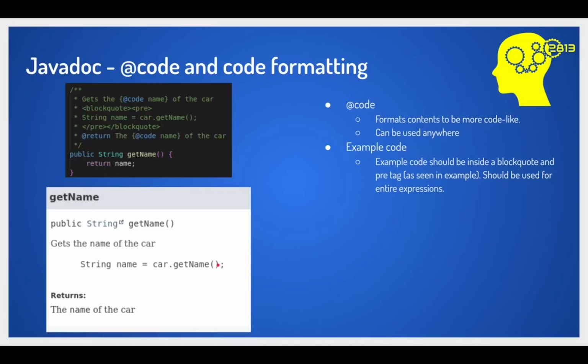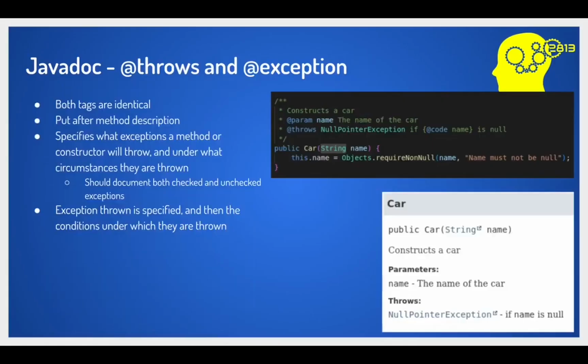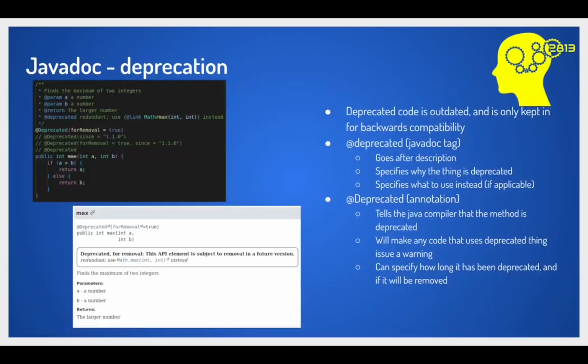And @throws and also @exception are basically identical, and they also go right under the method description. They tell you what exceptions the method will throw and when they are thrown. Both checked and unchecked exceptions should be documented. An example here is using @throws, and then you have your exception, and then the condition under which they are thrown.